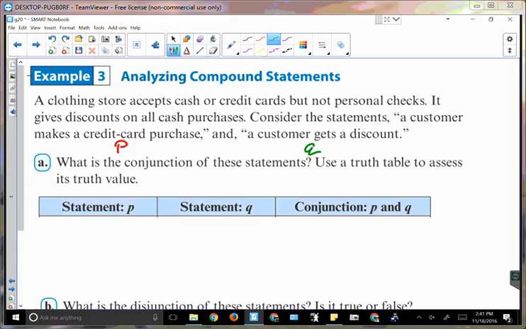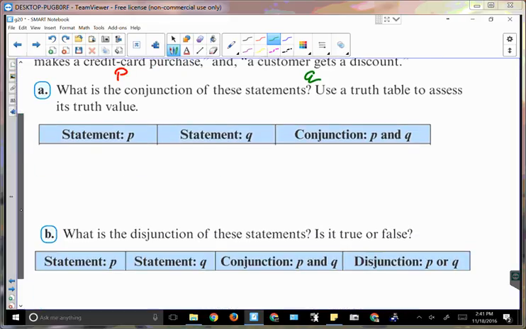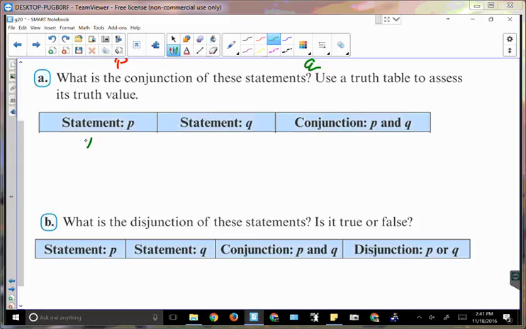Right. So, this has got to be true. Oops, sorry, wrong color. It's got to be true, got to be true, got to be false, got to be false. Over here, this is going to be true, false, true, false.